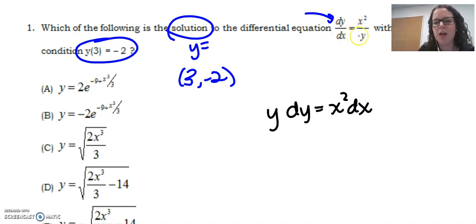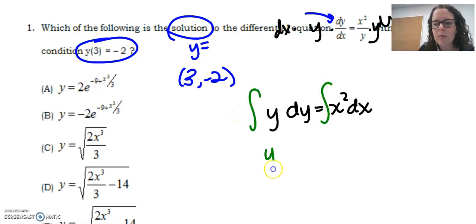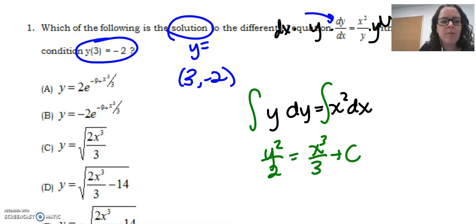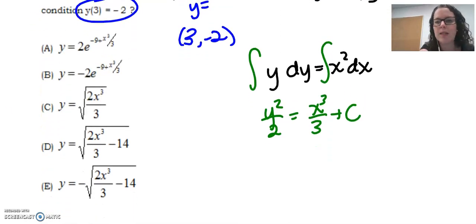You could use the phrase cross multiply. I don't love that. Really, you're multiplying by y and multiplying by dx. All right, so from here, to get the differentials to go away, this, by the way, is a +1 on the multiple choice free response, we're going to integrate. This is going to become y squared over 2 equals x to the third over 3 plus c, and c just showed up on the scene.